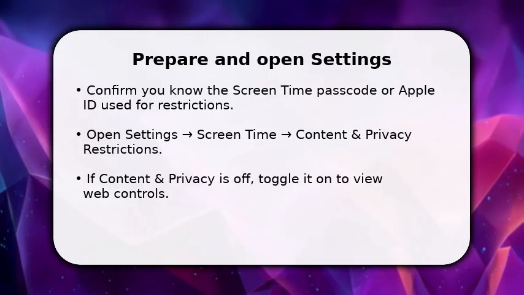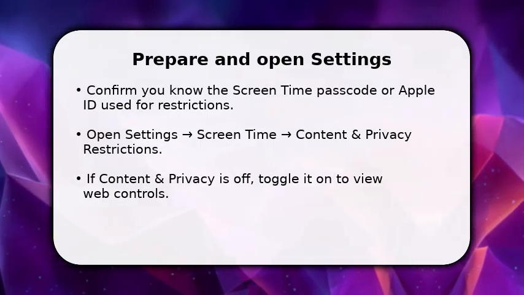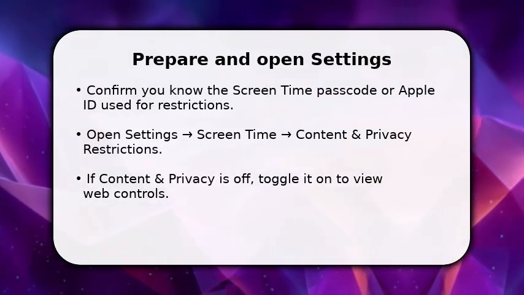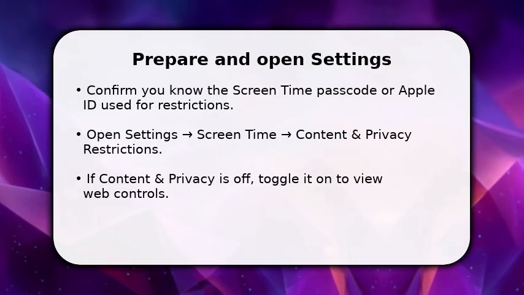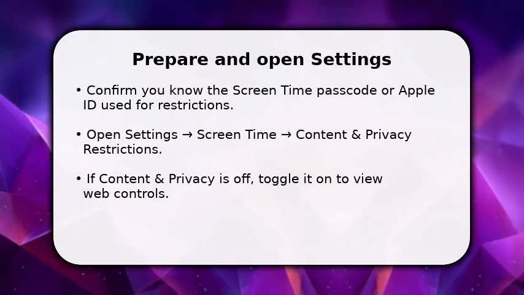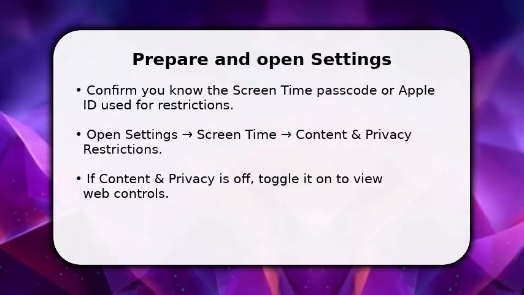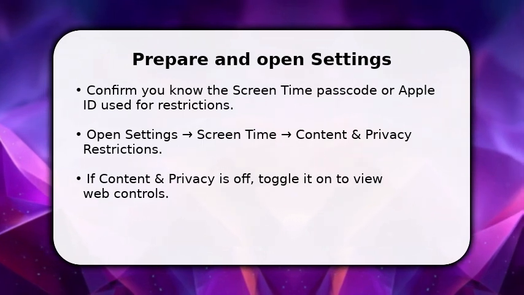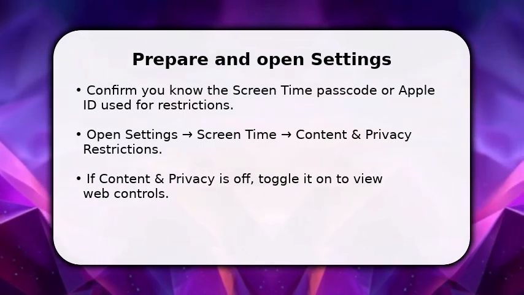You may see content and privacy restrictions already enabled. If not, toggle it on so the web controls appear. Make sure your device is unlocked and connected to Wi-Fi or cellular, because changes can propagate to iCloud. Now you're ready to access the specific web content controls that lock safe search.